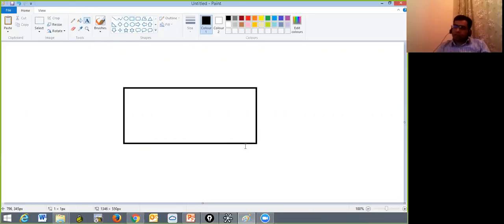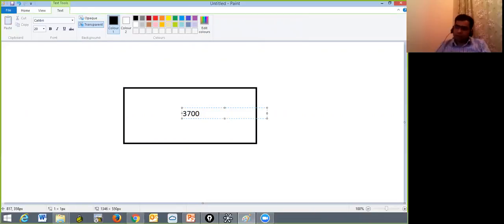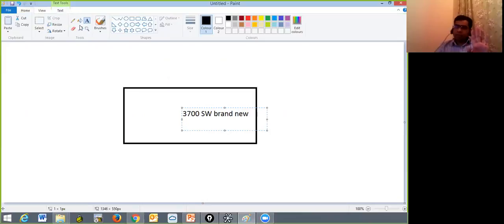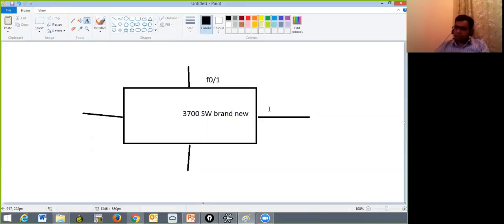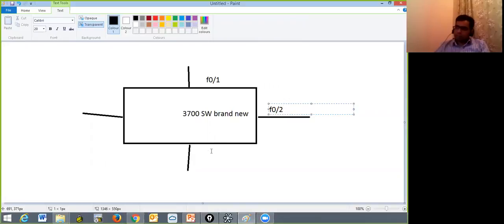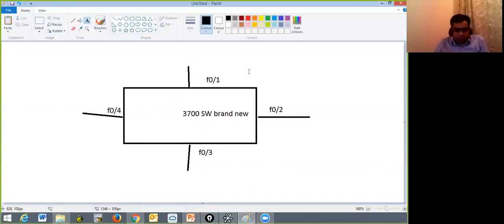So guys, there is a question for you. I bought a 3700 switch, brand new. Tell me how many broadcast domains and how many collision domains I have. But before you answer, let's say this switch has 4 ports. Let's just repeat a couple of CCNA topics. Okay, what 4? Ibrahim, what do you mean by 4?